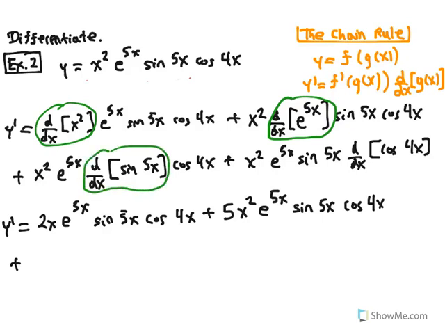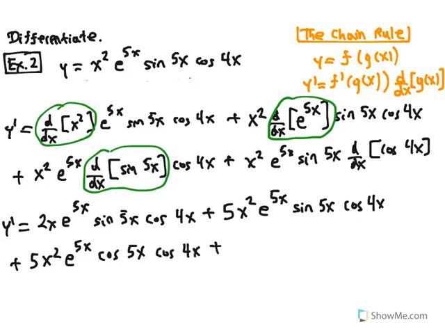And then for my third term, this is the derivative that I need to take. I know that the derivative of sine of 5x will be cosine of 5x multiplied by the derivative of the inside function 5x, which is 5. And so I can write 5 times x squared times e to the 5x times cosine of 5x times cosine of 4x.